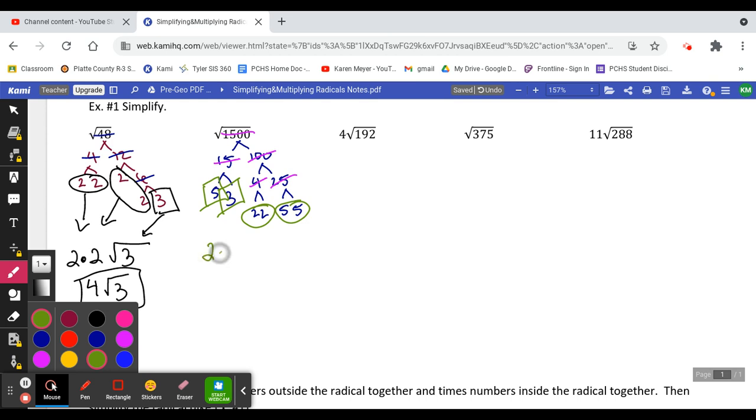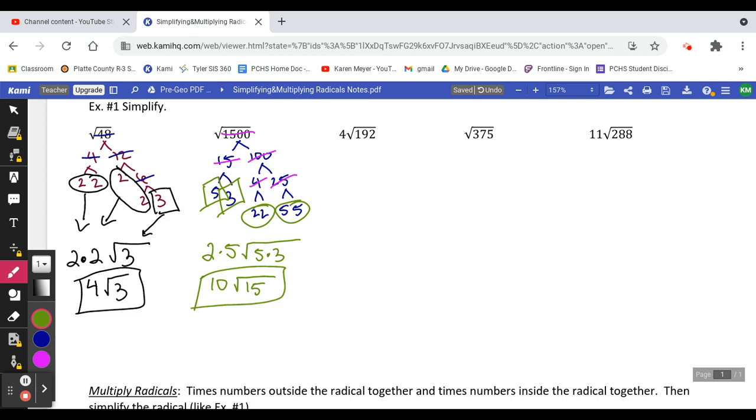Remember, pair numbers go on the outside. So put a 2 on the outside, put a 5 on the outside, multiply those together for 10 on the outside. On the inside, I've got 2 single numbers. Just like we did on the outside, if you have more than one single number, multiply them together. 5 times 3 is 15. So the final answer is 10 square root of 15.